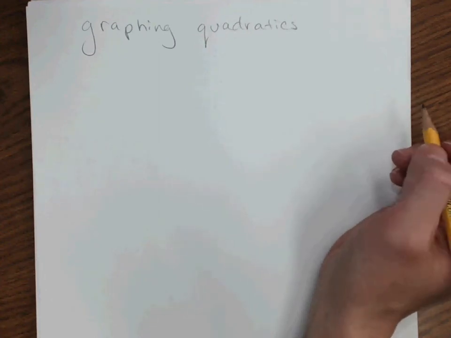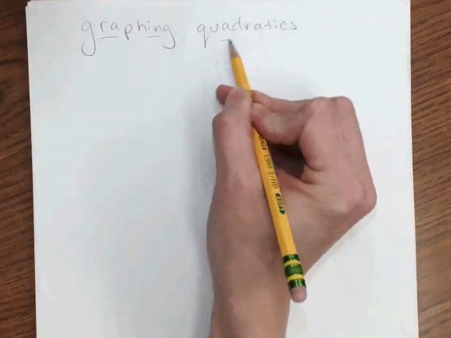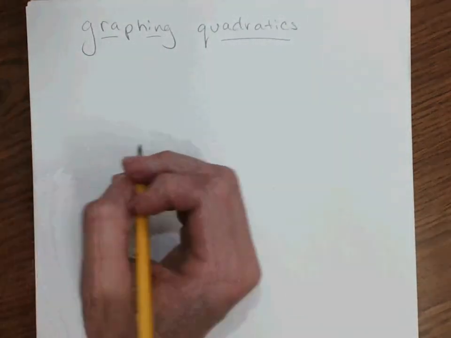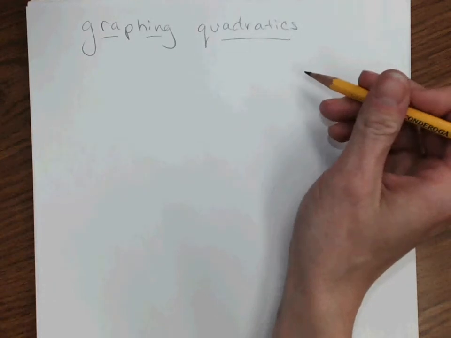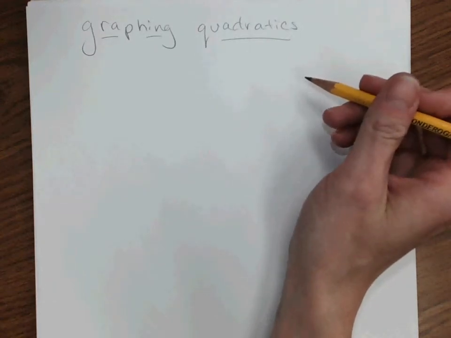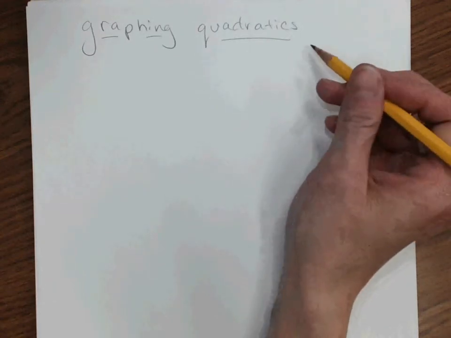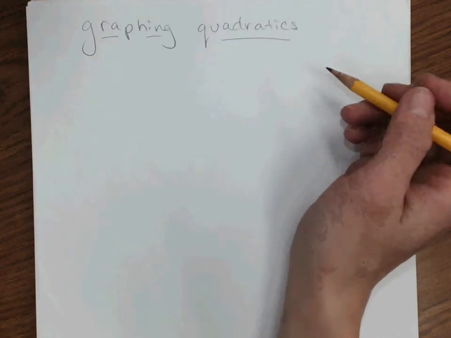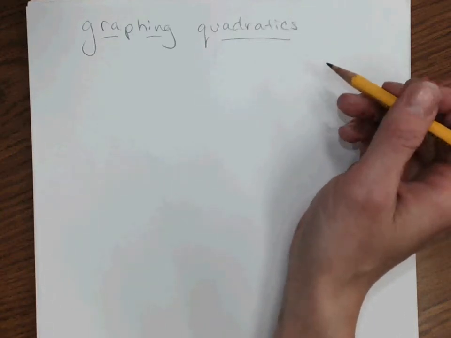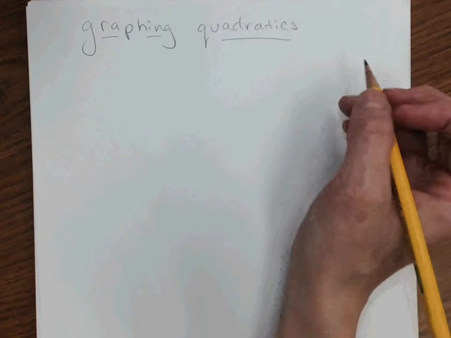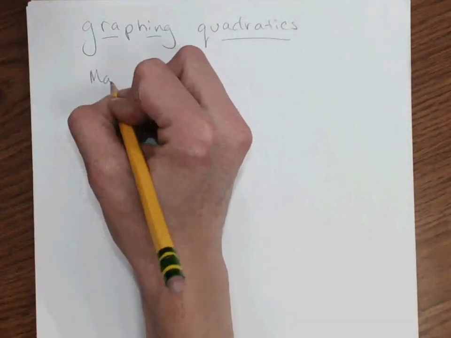So today we're going to be graphing quadratics. We're going to look at ways that we can graph them by making a table, and then eventually get to the point where we can use the features of quadratics to make graphing them a little bit easier. We're going to start by making a table.